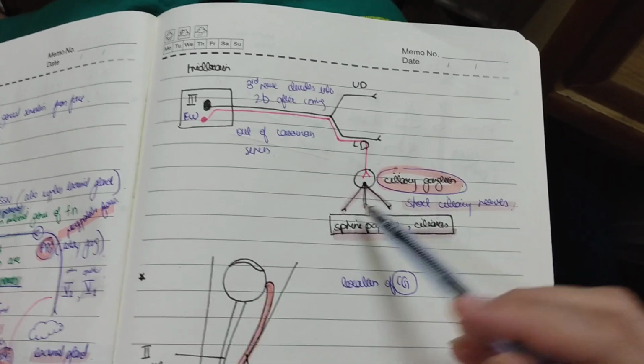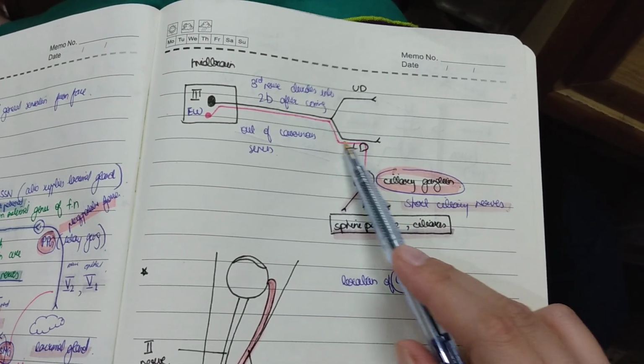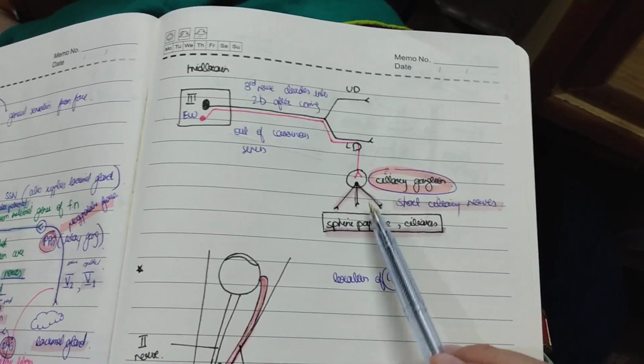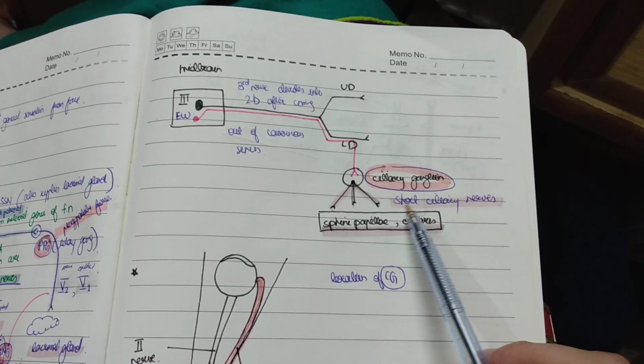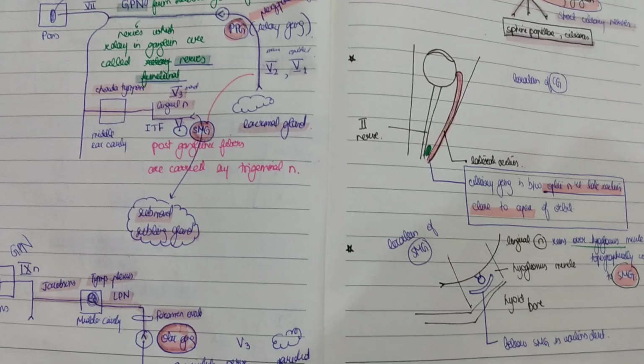So once it divides, the lower division is accompanied by these parasympathetic fibers, and then these fibers leave the lower division and go into the ciliary ganglion. From there, the postganglionic fibers emerge as the short ciliary nerves, and they supply the sphincter pupillae and the ciliaris muscle. These were the four ganglia.